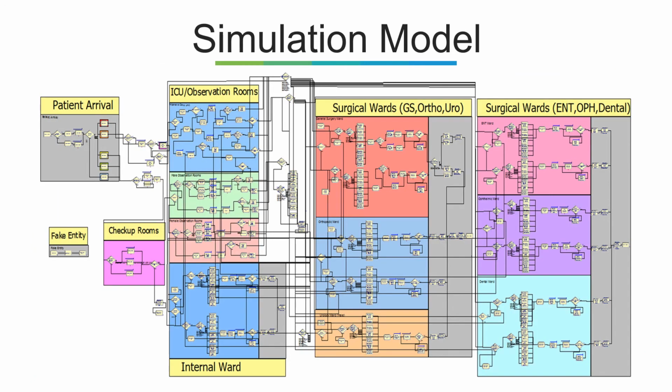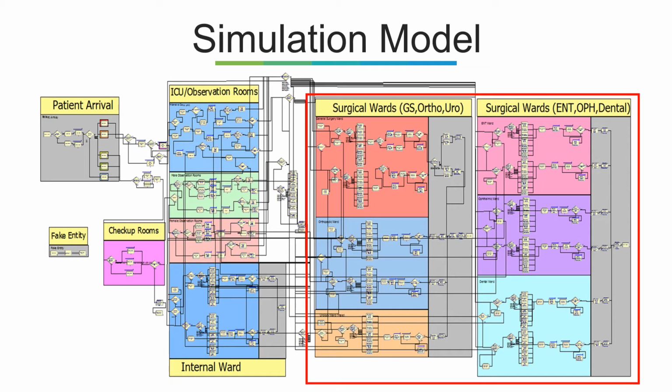So as you can see, this is our simulation model and how it looks. We modeled a simplified version of the hospital which consists of patient arrival, checkup rooms, ICU and observation rooms, internal wards, and all the 6 types of surgical wards.